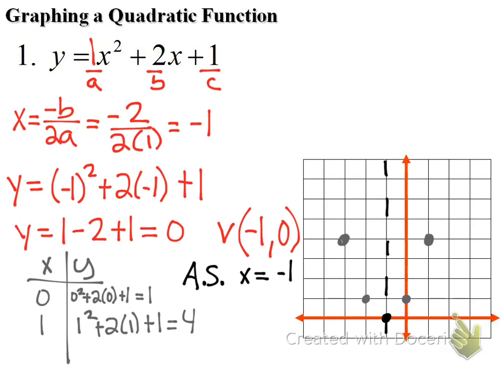Alright, I think that's enough points. So we are going to graph it. Remember, these are U's, they're not V's, so make a smooth curve. And put arrows on the end because they keep going. What are your questions on graphing a parabola when it's in standard form?